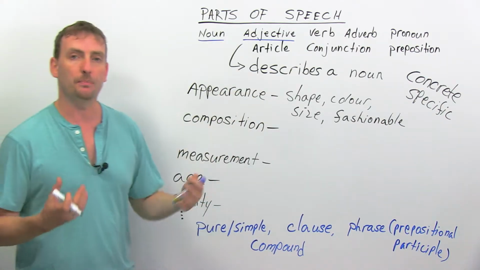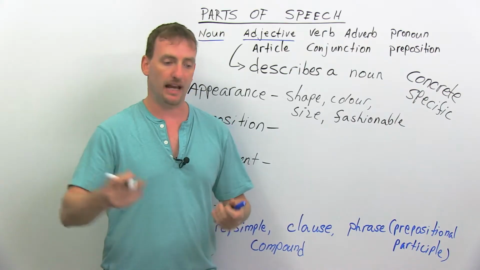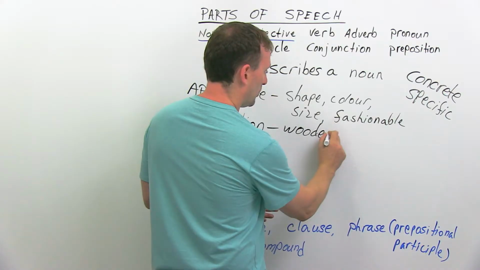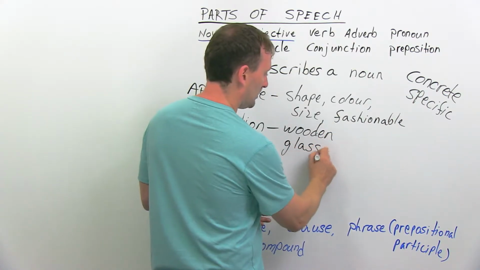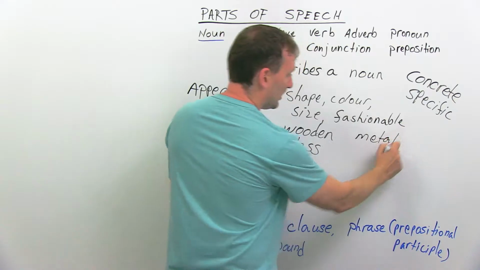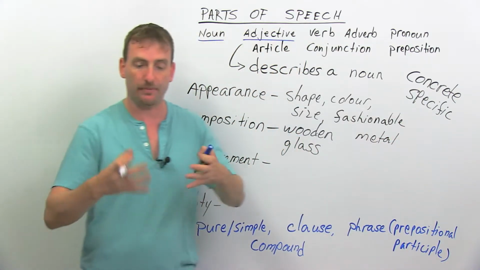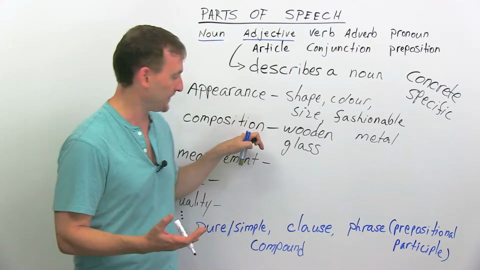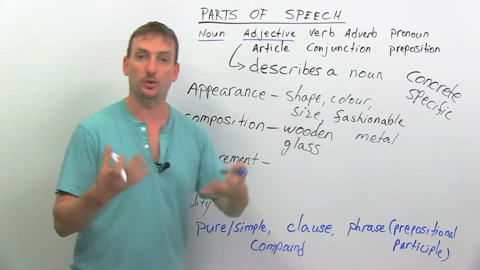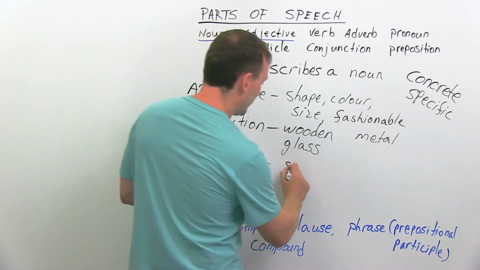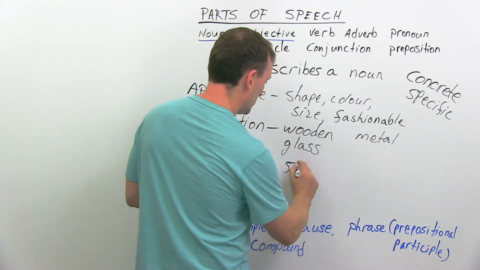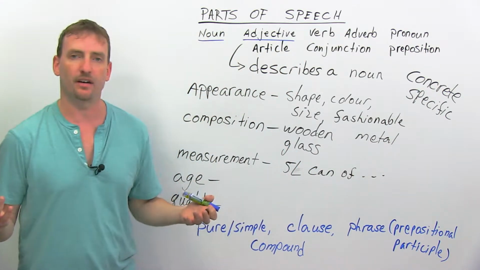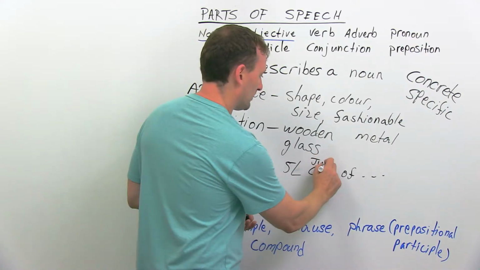You want to talk about composition. So let's go back to that table. I can have a wooden table, or I can have a glass table, or I can have a metal table. Okay, so the composition, the material something is made of is another way to describe it, right? This is all composition. You can also talk about measurements. You can use numbers, right? So a 5-liter can, a jug of water. Let's put jug, it's better, right?